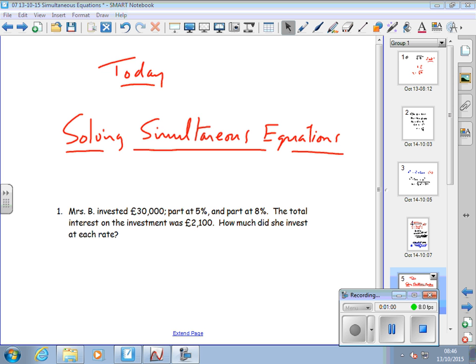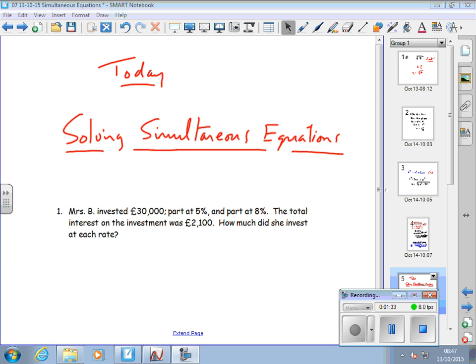Let's have a look at the first one. This is B. She invests £30,000, part at 5% and part at 8%. The total interest on the investment is £2,100. So she's invested it, and after a year she gets this. The question is, how much did she invest at each rate? So she invested part at 5% and part at 8%. What fraction did she invest at each rate? Well, we can work that out.